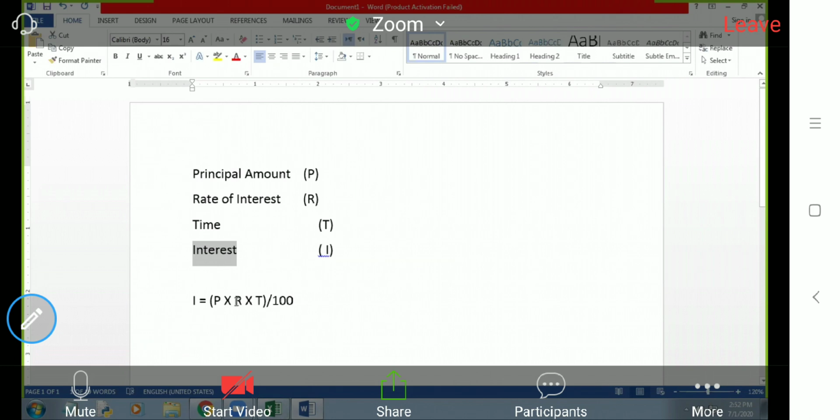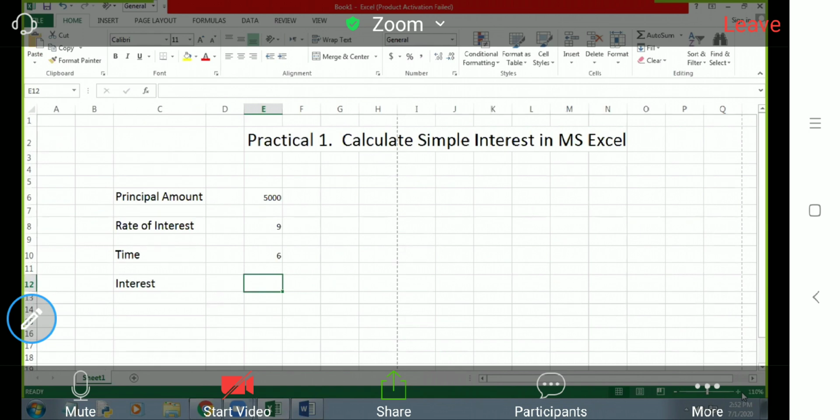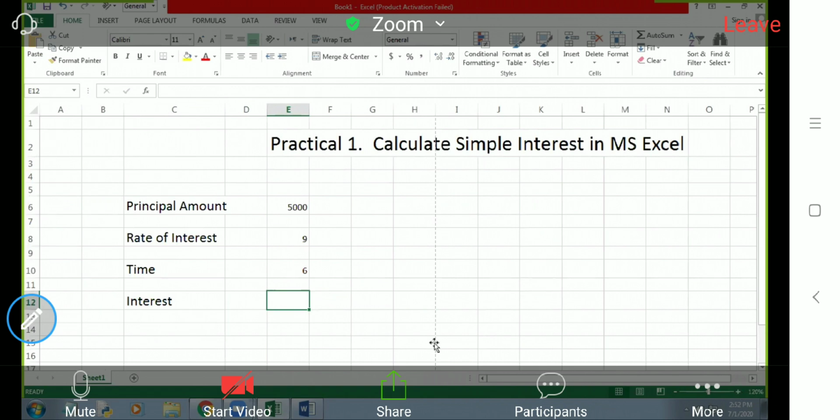5,000 multiplied by 9 multiplied by 6. Now you can see it. I can zoom it like this. 5,000 multiplied by 9 multiplied by 6 and then divide by 100. Then we will get simple interest here. So how to multiply these numbers? To multiply these numbers, we have to write a formula here in this cell.